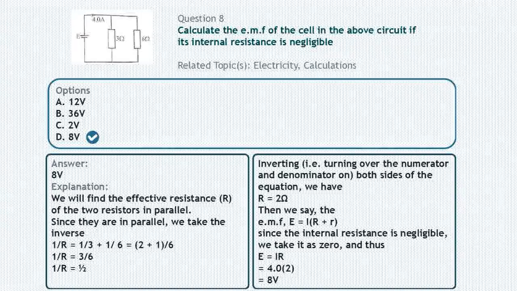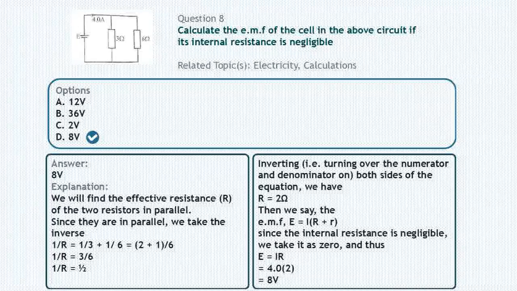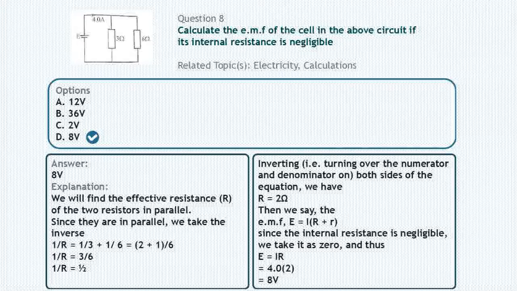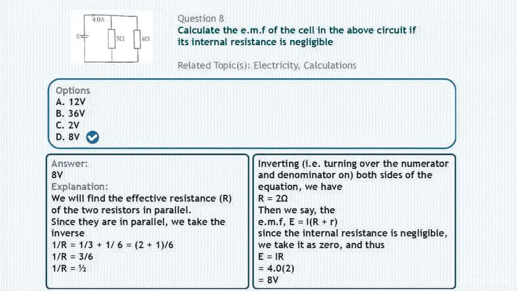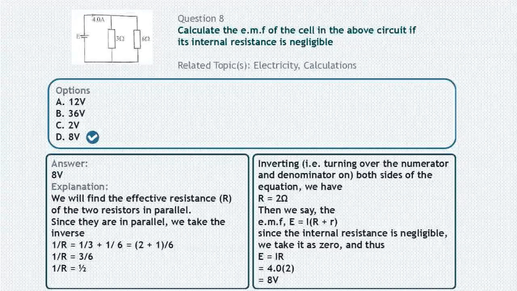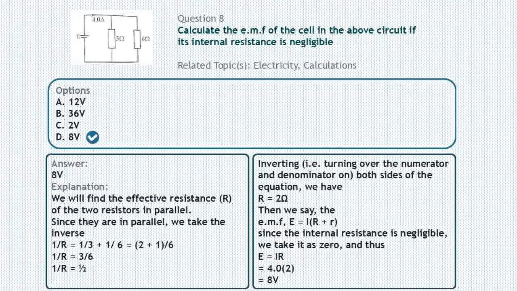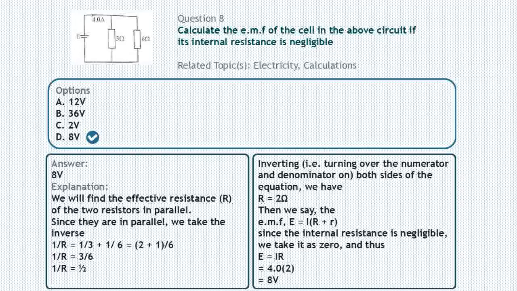Now the formula for EMF is E is equal to I in bracket external resistance plus internal resistance. And since they said that the internal resistance is negligible, that means we are going to take it to be 0. So we are going to have R plus 0, and that will just be R. So our EMF now is going to be IR, just external resistance. So the current is 4 ampere from what we have here, multiplied by R, the external resistance, which we have calculated here as 2 ohms. So you have 4.0 multiplied by 2, and this will be 8 volts. That is the EMF of the cell.